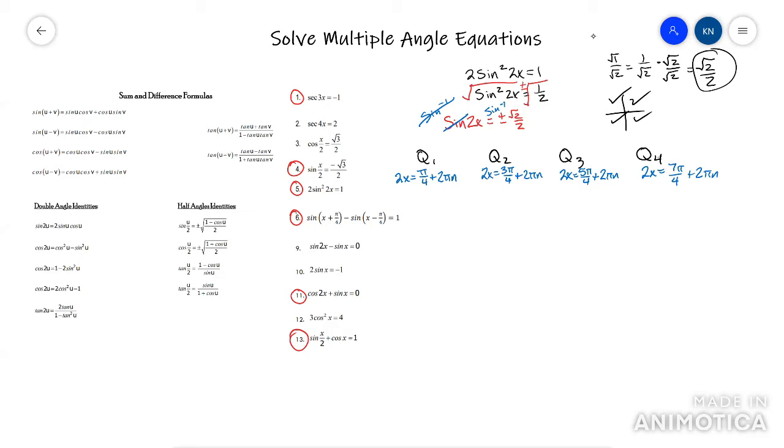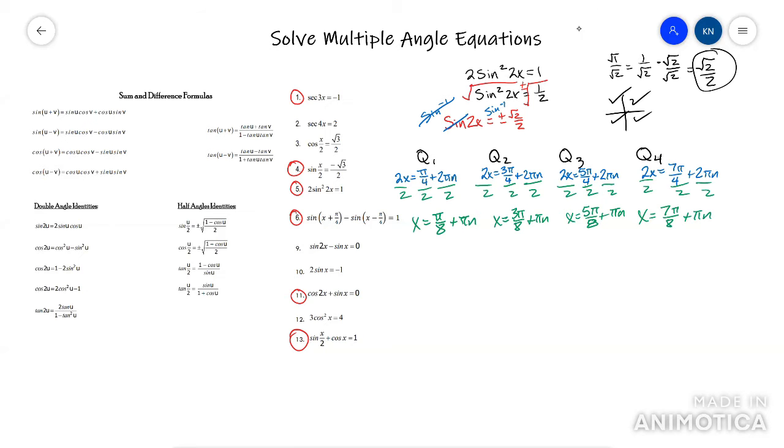All right, so now you're going to have to divide by this 2, and you divide everything by the 2. So it's going to look like this. You end up with x equals pi over 8 plus pi n, x equals 3 pi over 8 plus pi n, x equals 5 pi over 8 plus pi n, and x equals 7 pi over 8 plus pi n.